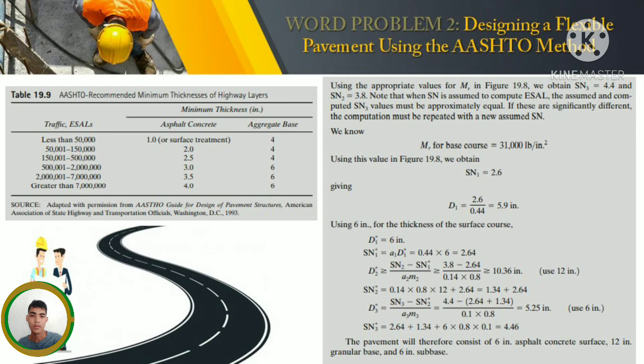So we're going to use 6 inches for a safe pavement. So SN sub 3 is equal to 2.64 plus 1.34 plus 6 times 0.8 times 0.1, which is equal to 4.46. So the pavement will therefore consist of 6 inches asphalt concrete surface, 12 inches granular base, and 6 inches sub-base.